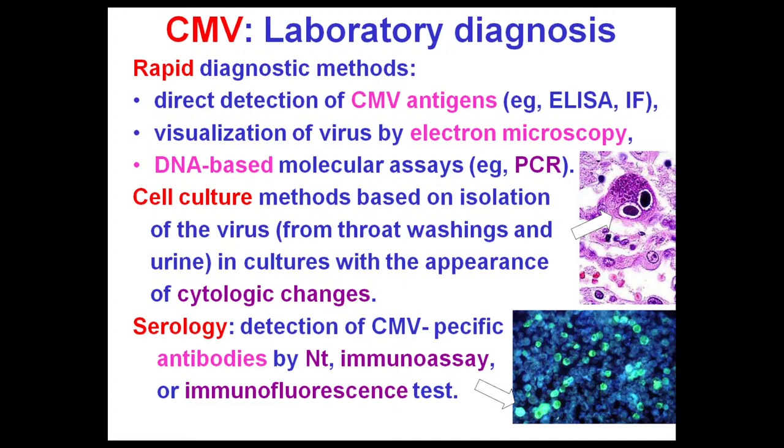It can be performed by ELISA to see the CMV viral antigens or by immunofluorescent assay. Visualization may occur with electron microscopy or DNA-based molecular assay. Usually the cell culture method is based on isolation of the virus from throat washings in cultures, with the appearance of cytological changes, the owl's eye inclusion bodies. See, like bird's eyes. Serology can be performed by detection of CMV-specific antibodies by neutralizing immunoassay or immunofluorescent assay.